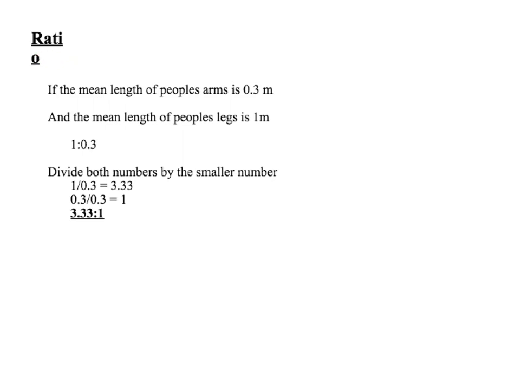This is the ratio. You could be asked to calculate the ratio. I've only seen this a couple of times, but it has been asked before. So let's say the mean length of a person's arm or people's arms is 0.3 metres and the mean length of people's legs is 1 metre. So the ratio is 1 to 0.3. But again, we want it something to 1. So divide both numbers by the smaller number. So 1 divided by 0.3 is 3.33. 0.3 divided by 0.3 is 1. So we've got a ratio of 3.33 to 1.